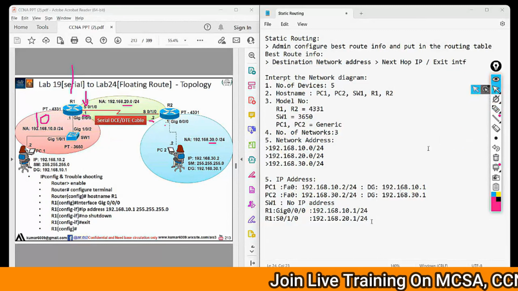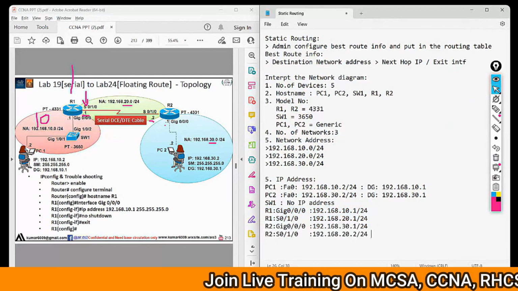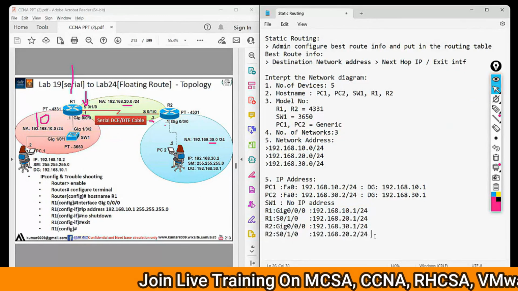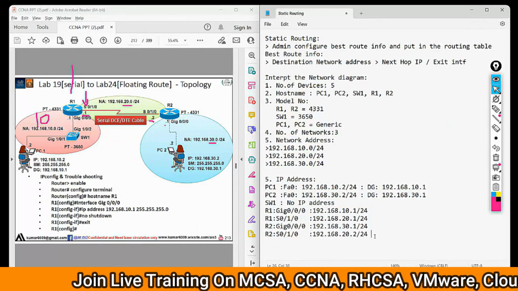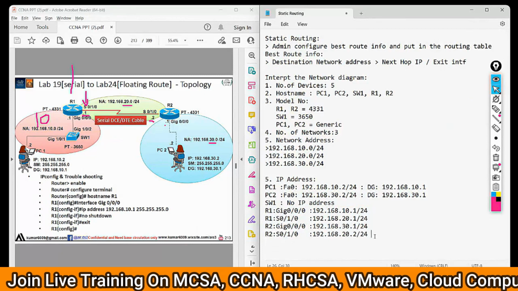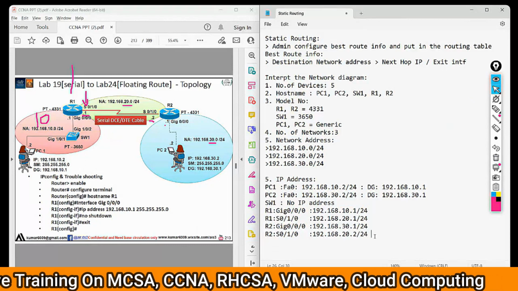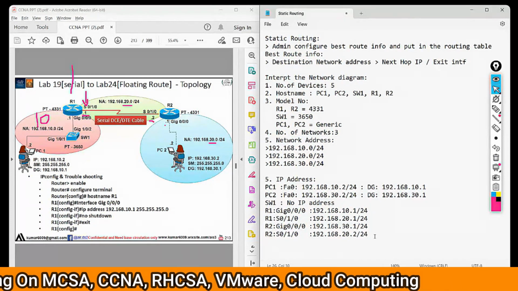Let's go to R2 now. R2 also has two interfaces. So what is the IP address? Clear, right? This is the basic understanding of interpreting the network diagram. Whenever I give a network diagram, you need to understand the number of devices, host name, model number, number of networks, network addresses, IP addresses.